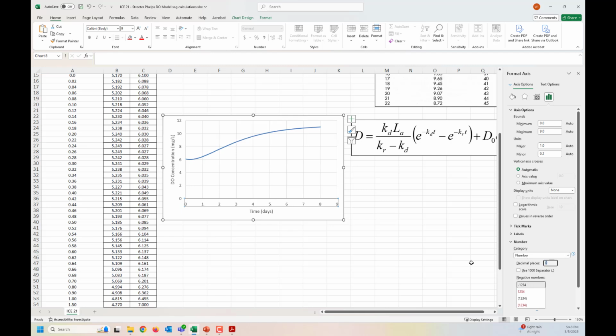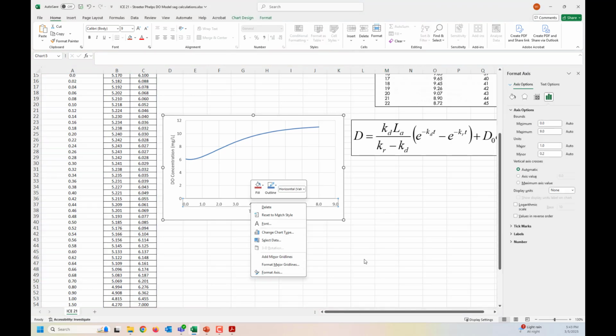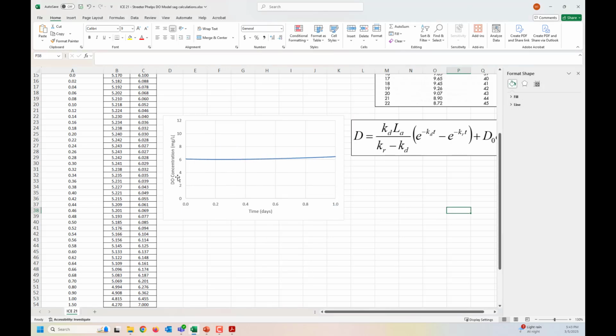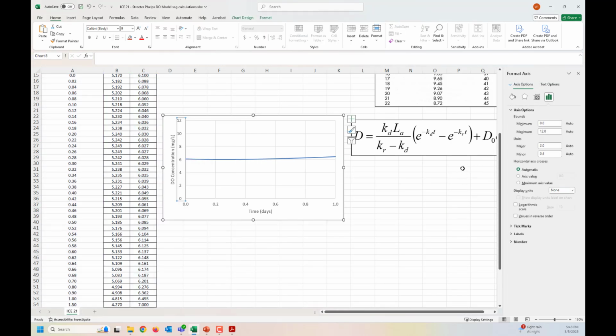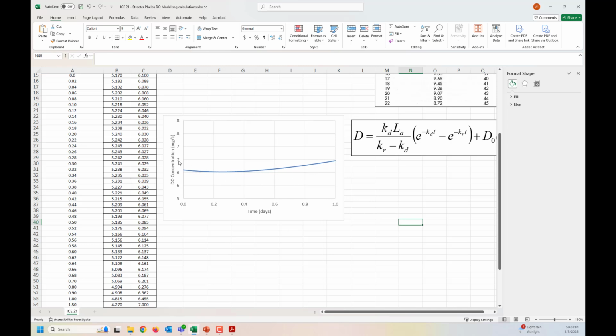Maybe I will though if I zoom in, because it would be interesting, 1 decimal place. It would be interesting to zoom in and just see it sagging to the low point. So over here zoom from 0 to 1 day. And here let's have it show from maybe 5 to 8. And that allows us to see the curve a little bit more. So here's the sag, the lowest point of the sag.